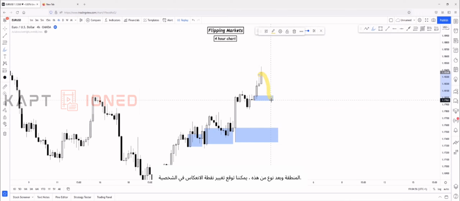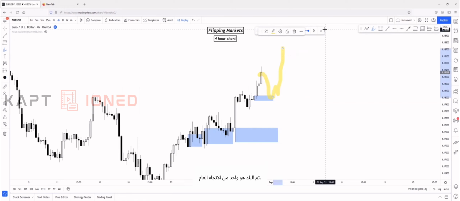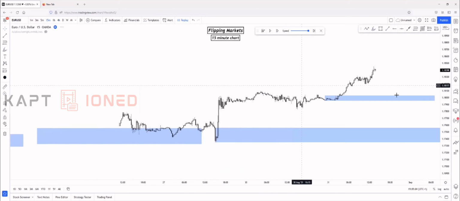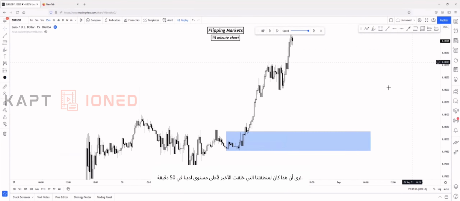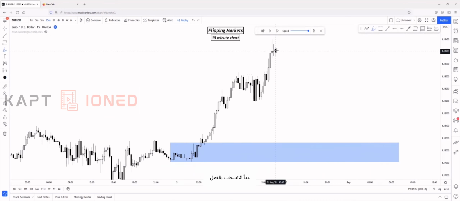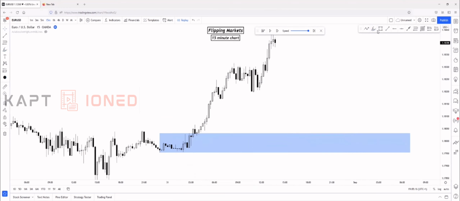And after a tap of this zone, we can expect a reversal point, change of character, then the continuation of the overall trend. So let's switch to the 50-minute chart. And as you can see, this was the 4-hour zone that created the last 4-hour high. On the 50-minute, the pullback already started. We have the last candle. And let's see what happens.